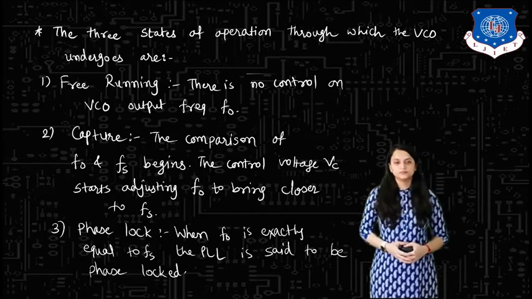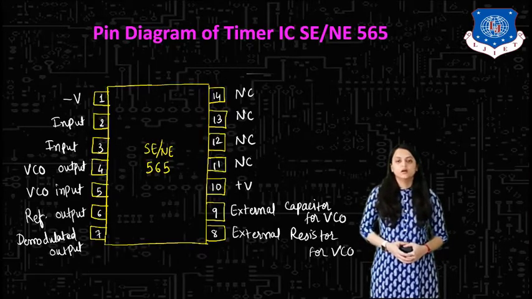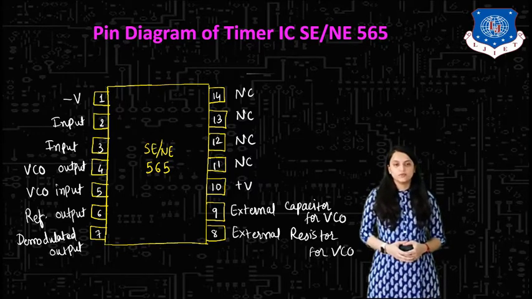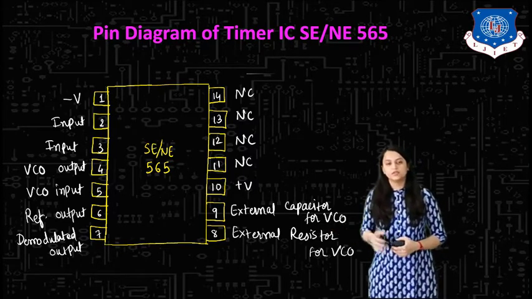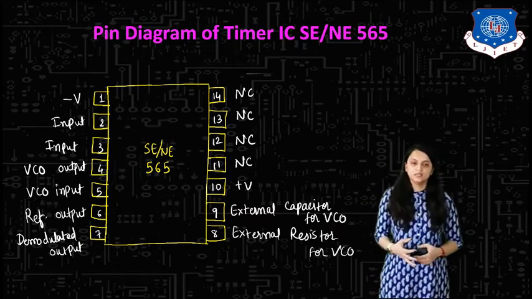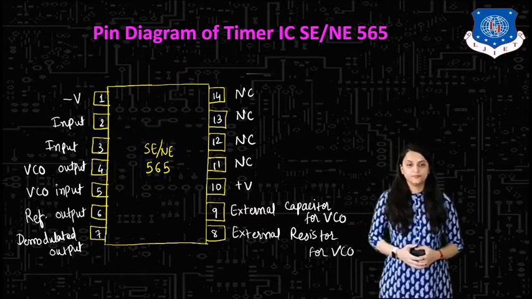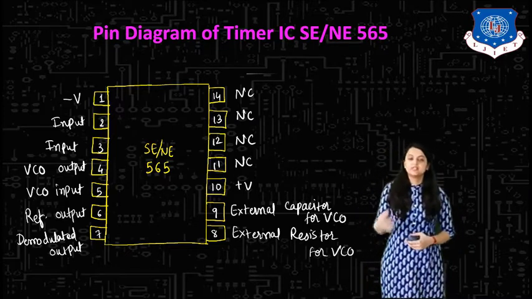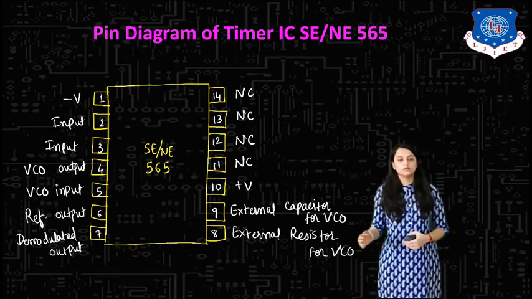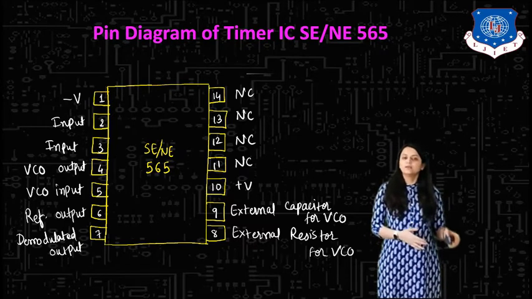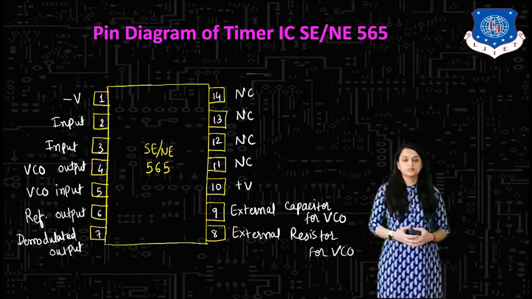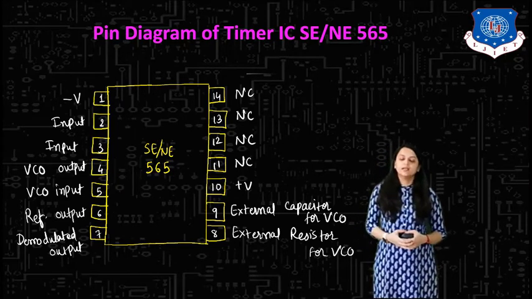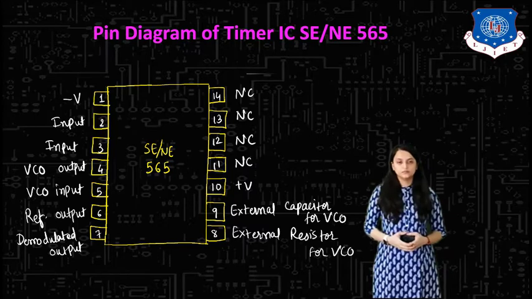Now let us see the pin diagram of the IC SE/NE565. This IC is of 14 pins. Till now, the ICs we have seen were of 7 pins. That means IC741 was of 7 pins. Timer IC555 was also of 7 pins. But this PLL IC is of 14 pins. Let us see which are the pins for that.